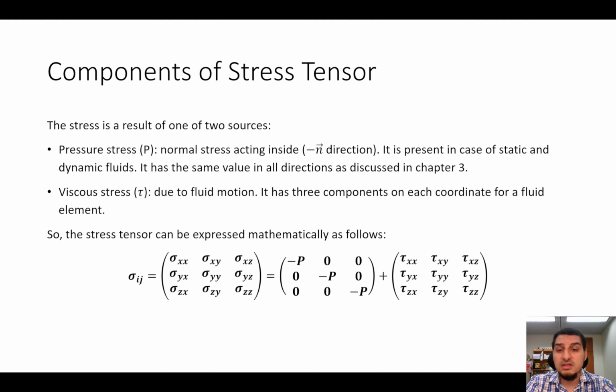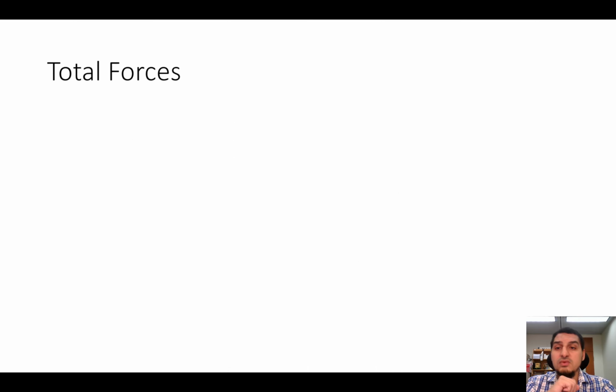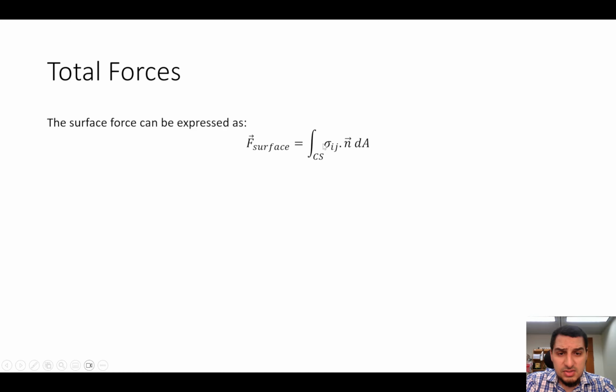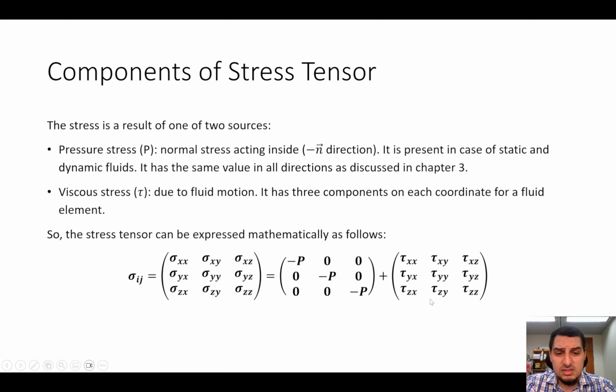So we can write the sigma as a pressure term, which is only the diagonal, plus the shear stresses, which are the viscous forces. And now we can express the total forces as sigma ij, which takes into account everything, the normal and the shear. This is the total surface stresses.